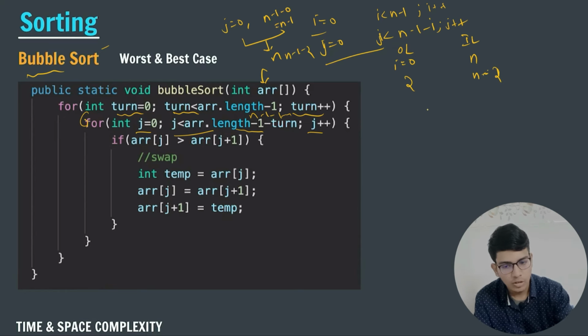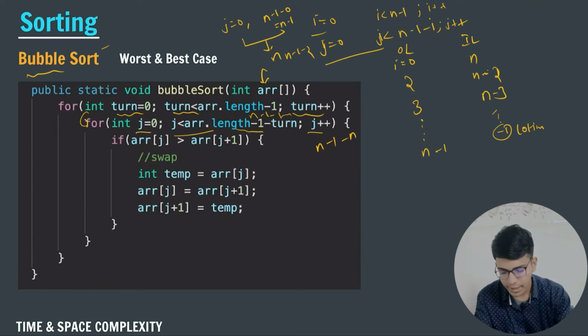After it, when i is equal to 3, n minus 3. After it, up to n, that is n minus 1 minus n. So I am performing minus 1, that is 0 times. Okay, so this is how my inner loop and outer loop are going to take place.